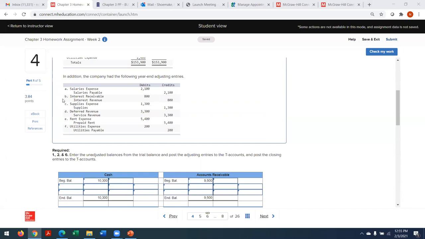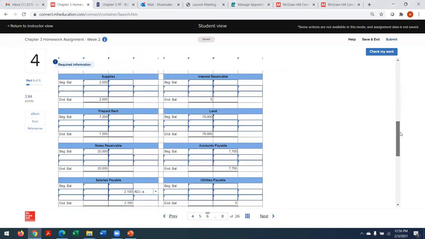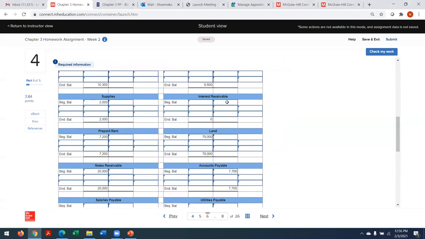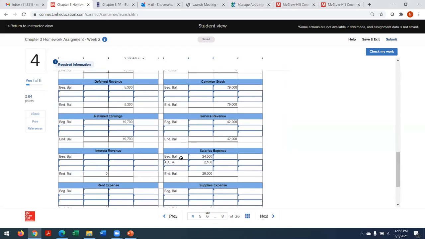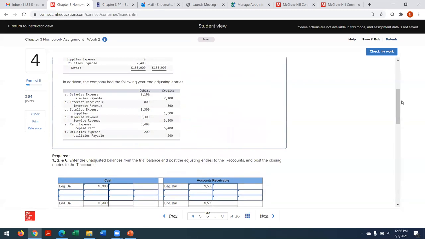B, adjusting entry B has a debit to interest receivable of 800. And the other adjusting entry is interest revenue for 800. Make sense? Yeah, that makes sense. Interest receivable, debit, interest revenue, credit. So basically all this is just finding where it goes and then putting in the number exactly that it says. Exactly.